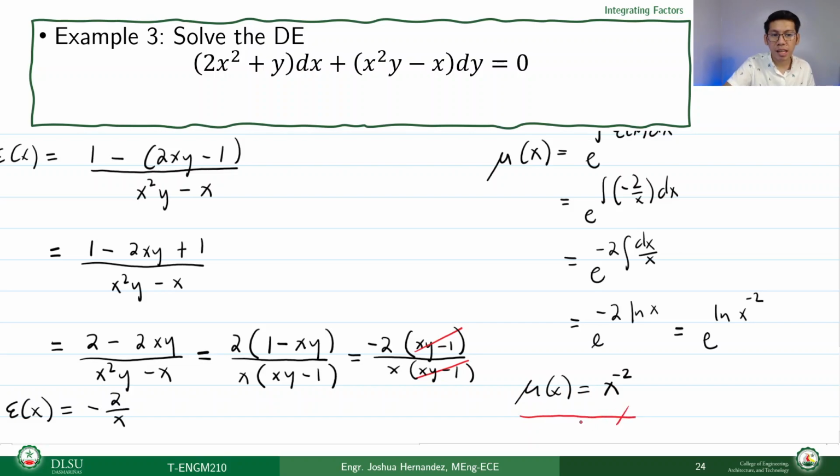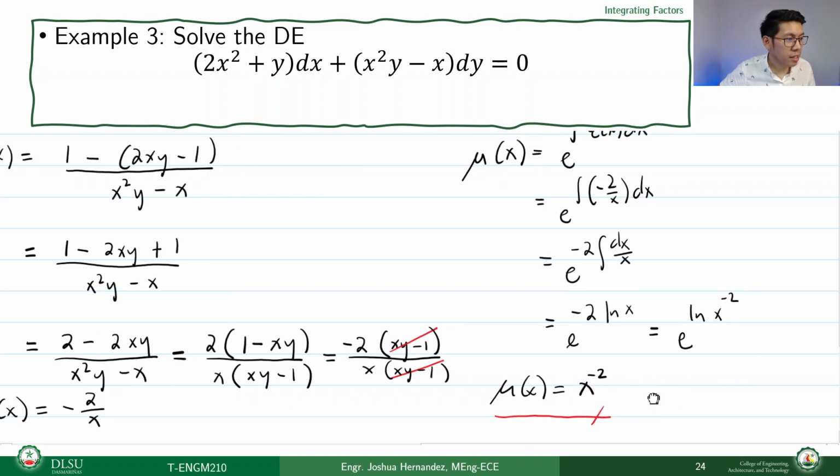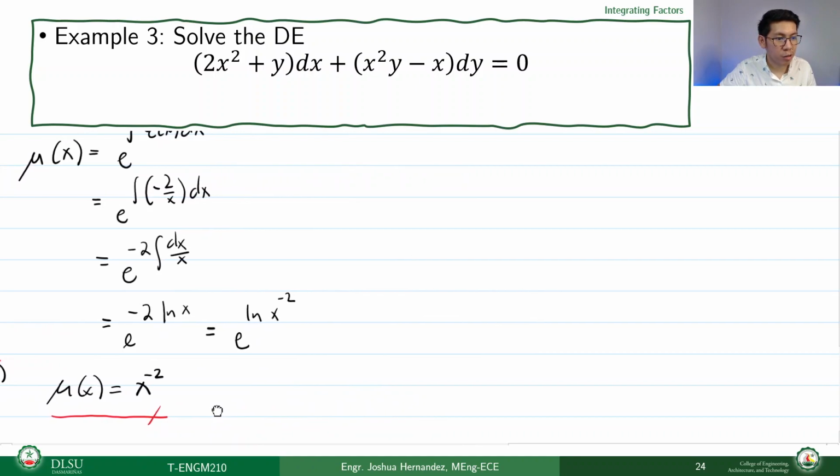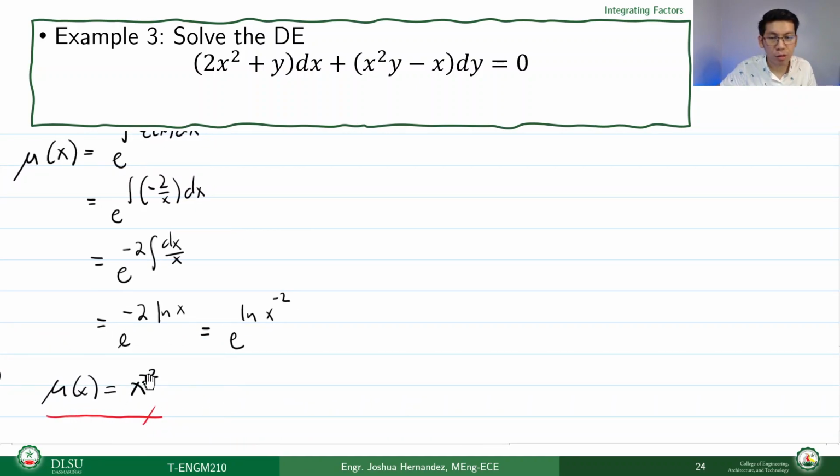Okay? But we're not done yet kasi we're asked to solve for the DE, meaning to find a solution. Now, since this is a non-exact equation, and now we have found yung ating integrating factor, we can proceed to multiplying it to our old f of x, fxy. So the next step, this is actually step C.